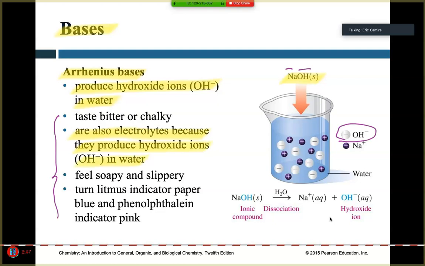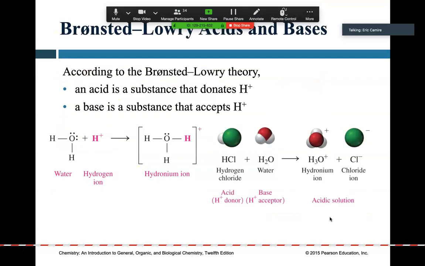An interesting side note, though: bases feel soapy and slippery. The reason for that is not because the compounds themselves are slippery, it's because they're actually attacking the fat in your skin and converting it into soap. If you've ever seen the movie Fight Club, and they stick their hands in lye to make soap out of humans, it's exactly what's happening, and that's actually why it feels slippery. A weird, kind of morbid definition, but that's why bases feel slippery.